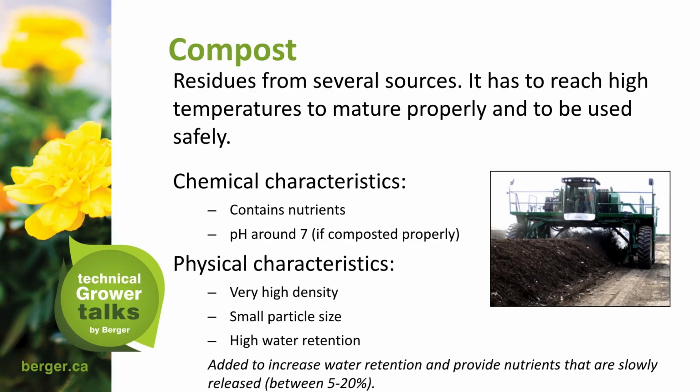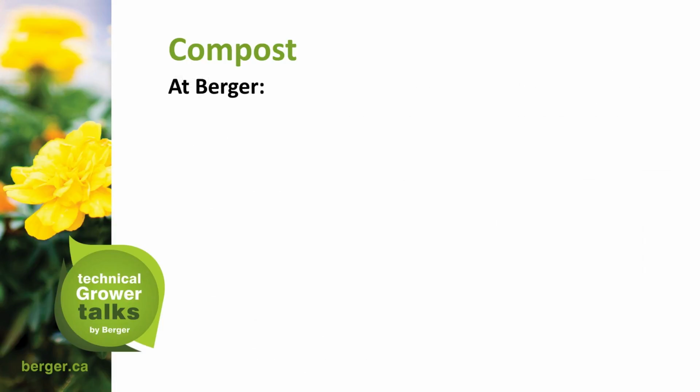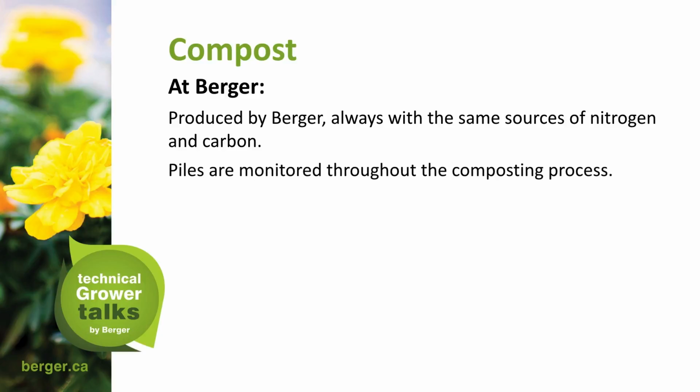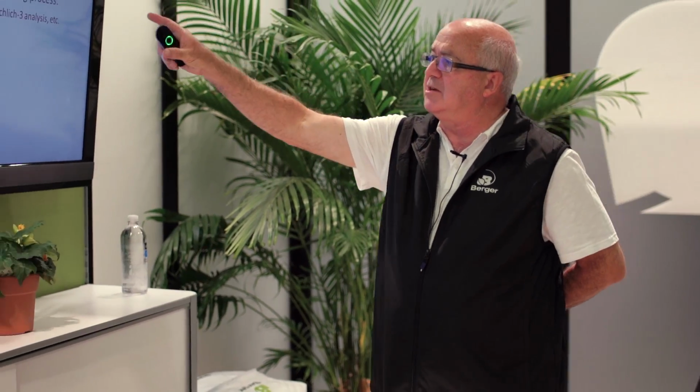Physical characteristics: very high density, small particle size, high water retention, added to increase water retention and provide nutrients that are slowly released, between 5 to 20%. Compost at Berger is produced always with the same sources of nitrogen and carbon. Piles are monitored throughout the composting process: temperatures, CN ratio, which is the carbon to nitrogen ratio.